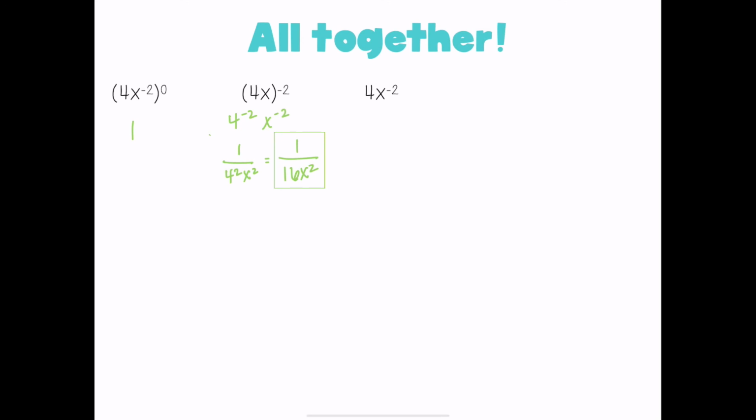Now see, the difference between this question and the previous one is that negative 2 is only on the x. It is not around the 4. So that 4 can stay just where it is.